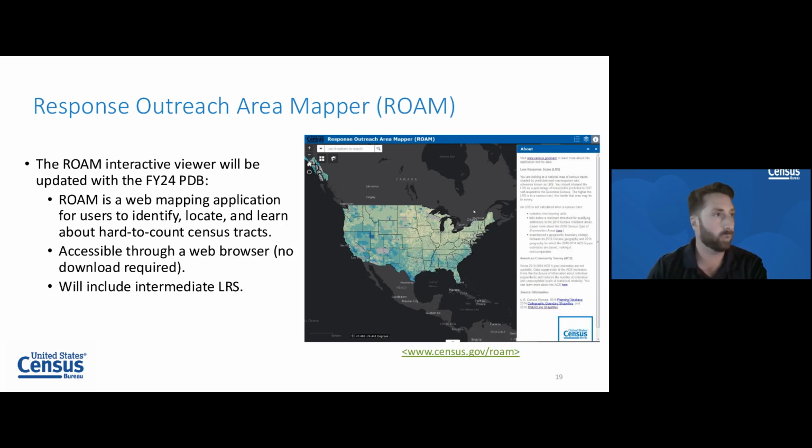And then finally, we will be updating the ROAM Interactive Viewer with the updated FY24 PDB. Again, this is kind of an easy to use mapping tool. And you can use this through a web browser. You don't have to download anything. This will include the LRS along with other important variables on the planning database.